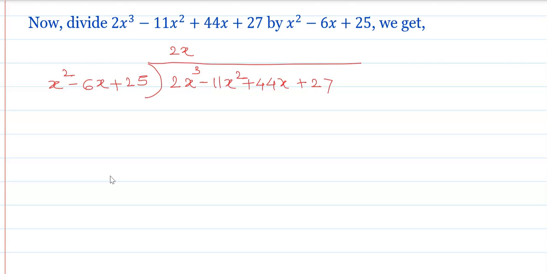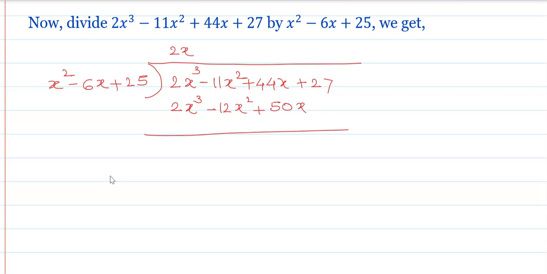Every time we will consider this first term. Here there is 2x cube, here there is x square. By what should we multiply this x square to get 2x cube? That is 2x into x square. Then you will get 2x cube. Again 2x into minus 6x, you will get minus 12x square. Okay. Again 2x into 25, you will get plus 50x.